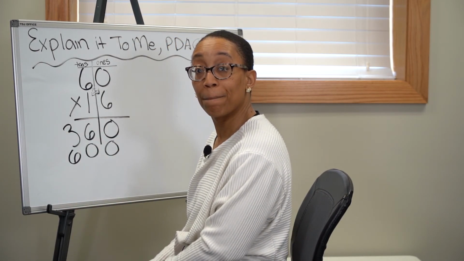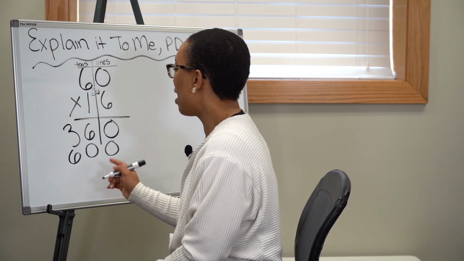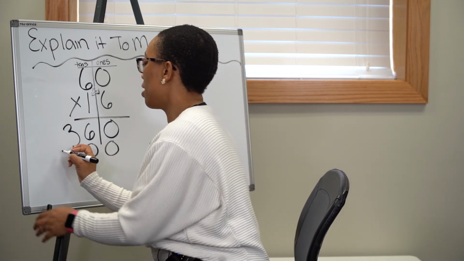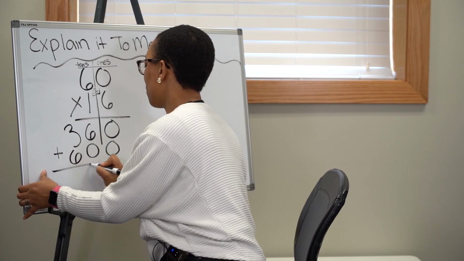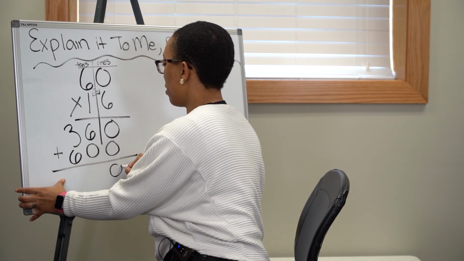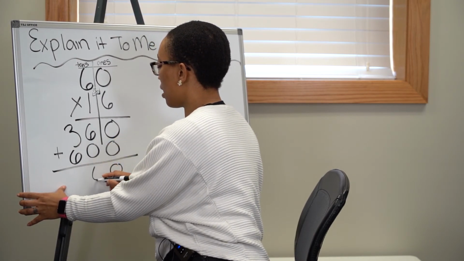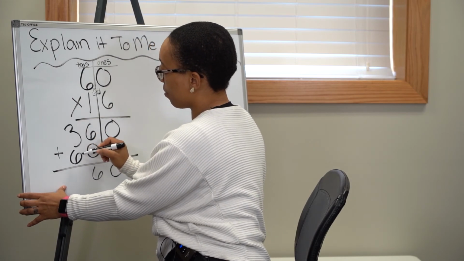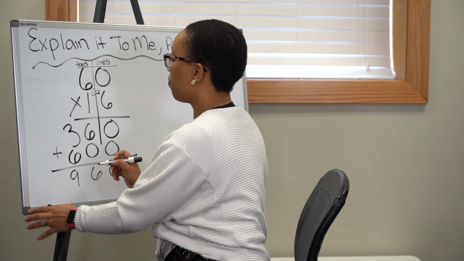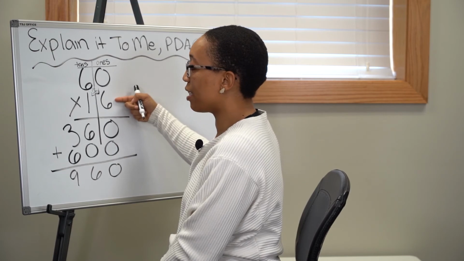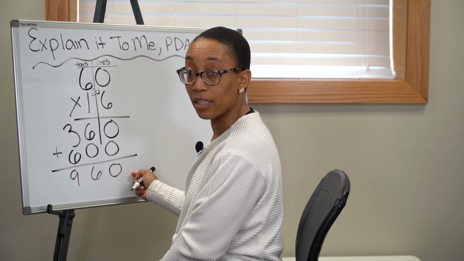Okay? Got it? Good. Now you have your 2 answers down here and you just add. 0 plus 0 is 0. 6 plus 0 is 6. 3 plus 6, or 6 plus 3 is 9. So 60 times 16 is 960.